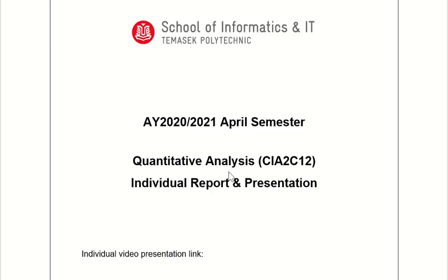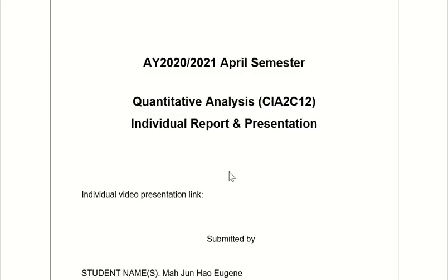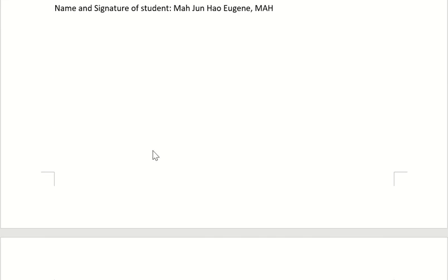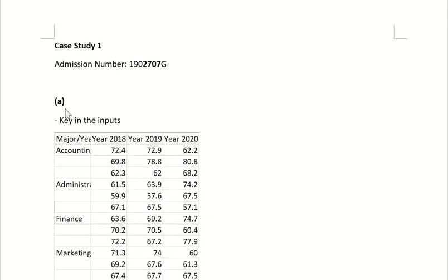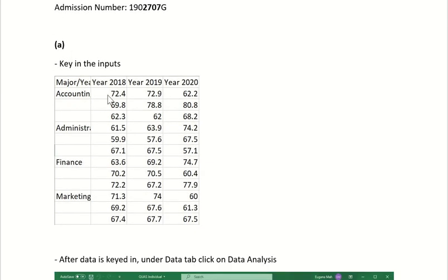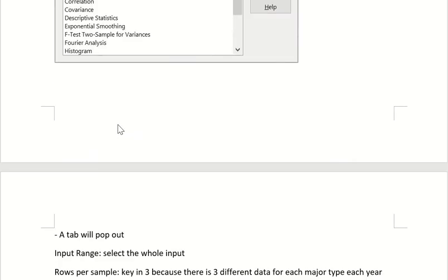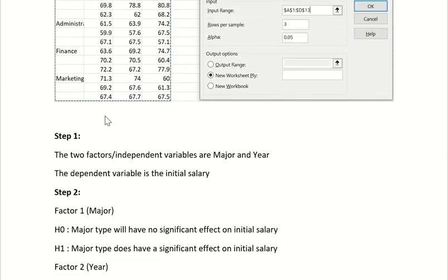So this is the presentation for the quantitative analysis report. For case study 1A, this is a two-way ANOVA because it has two independent variables, being the major type and the year. Okay, so to create a two-way ANOVA table, all of this should be done to follow the steps. Then we'll move on to the hypothesis testing.